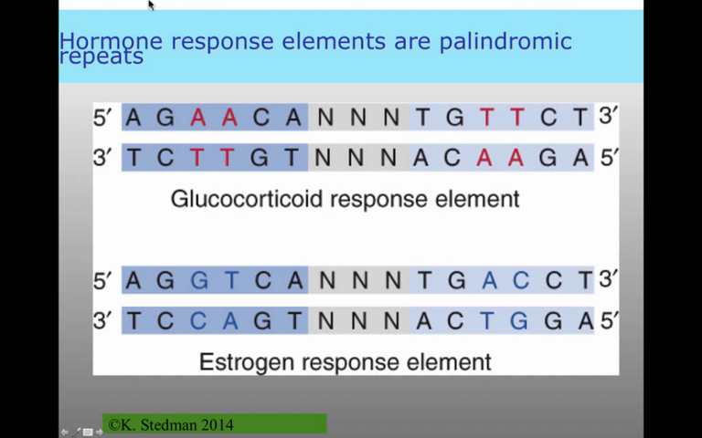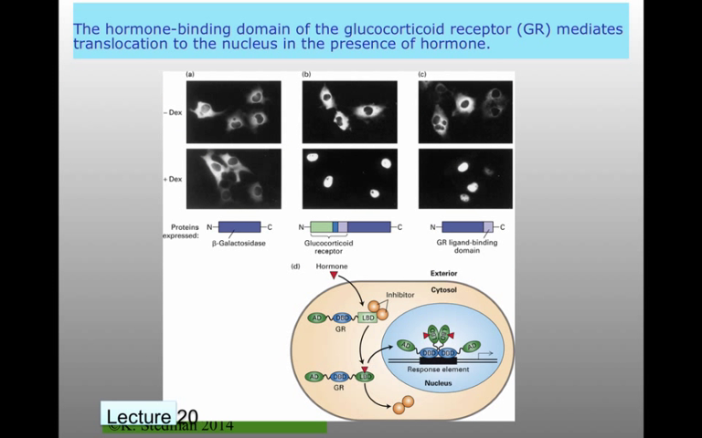And you can see this here. Almost all of these binding sites are palindromic, i.e. read the same forward and backwards. So AGA-ACA and AGA-ACA. And that's just another way of talking about these inverted repeat sequences. Estrogen response element in the same way.